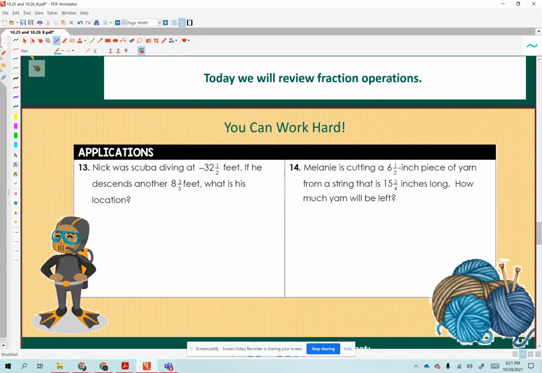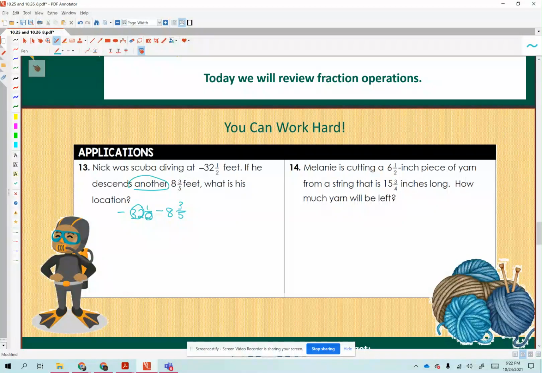We have Nick, who is scuba diving at negative 32.5 feet. If he descends an additional 8 3/5 feet, what is his location? So this is an addition problem. This is negative 32.5 minus 8 3/5. And we'll convert those to improper fractions.